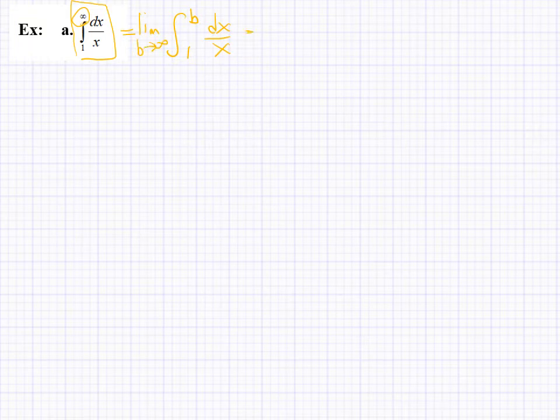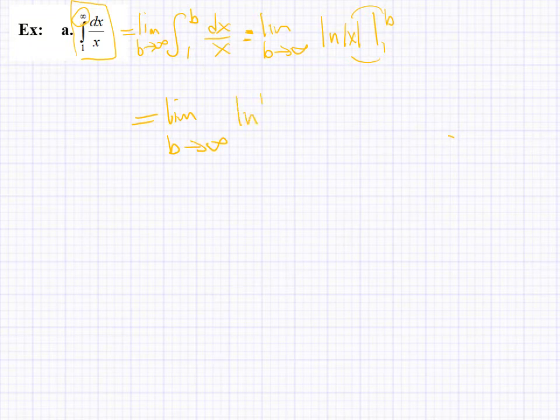And it's important that you write all that down. Without that, it doesn't make any sense as to what's going on here. Now that we have it set up properly, we're going to do the integration. So we have the limit as b goes to infinity of the integral of dx over x. Well, that's your basic logarithm integral, log x between 1 and b. We're then going to plug in b and plug in 1, subtract, so we get the limit as b goes to infinity of log of b minus log of 1. Log of 1, you should know, is 0.